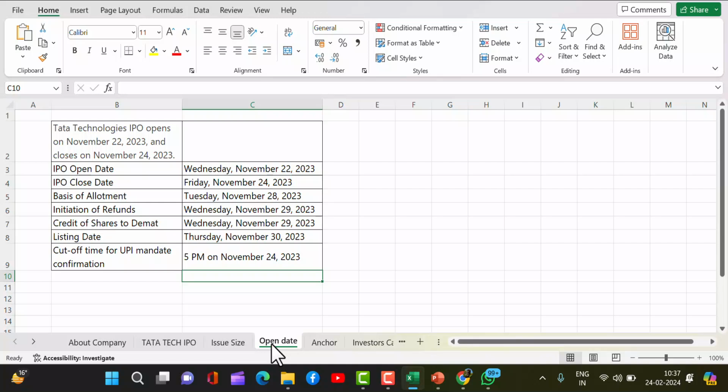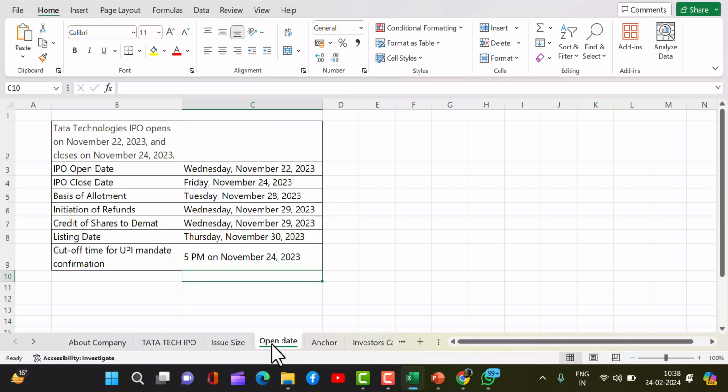So if you look at categories, there are about 4 or 5 categories, isn't it? RIs, retail investors, non-institutional investors, QIBs, okay, fine, and anchor investors. We'll talk about that. Now, credit of shares to demat account. So after the shares are allotted, they will be given in demat form to the shareholders. Then listing date, when the share will get listed on the stock exchange.